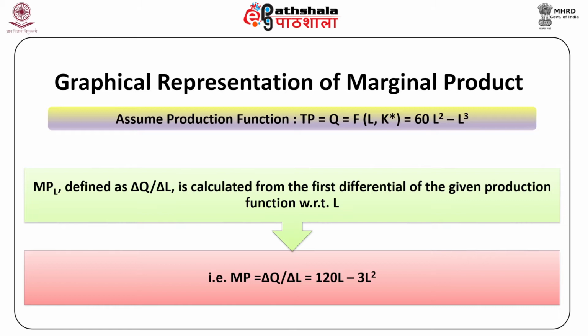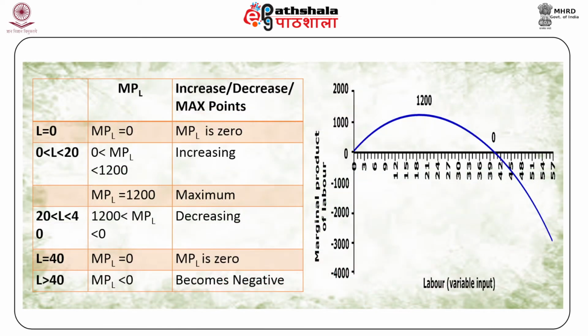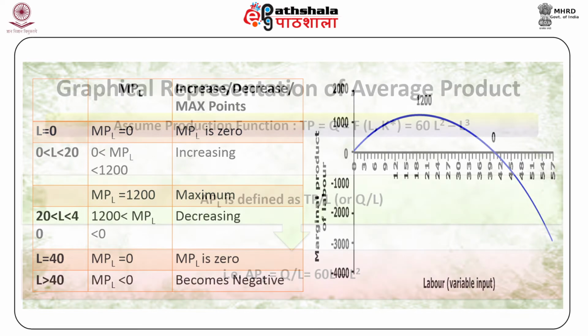with respect to L. That is, MP, which is equal to delta Q upon delta L, is equal to 120L minus 3L square. The shape of the MPL curve is plotted in the middle panel of figure 3, while the characteristics of MPL for different levels of labor employed is presented in the middle panel of table 3.